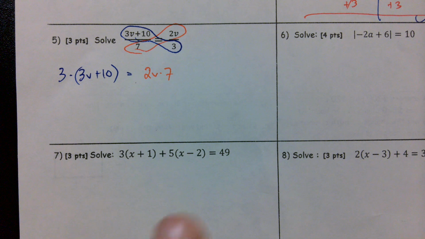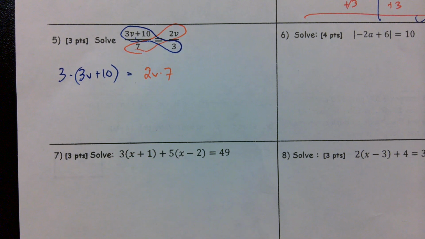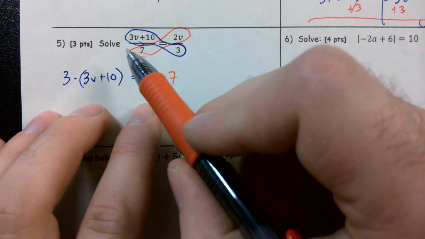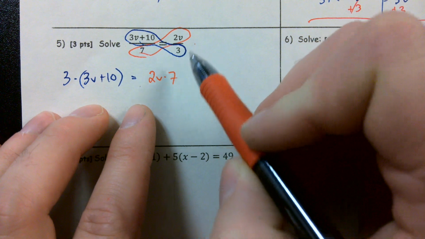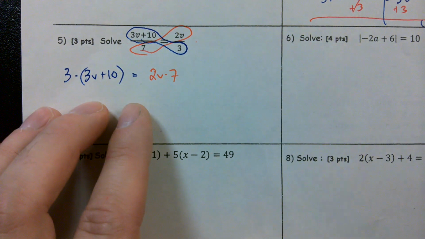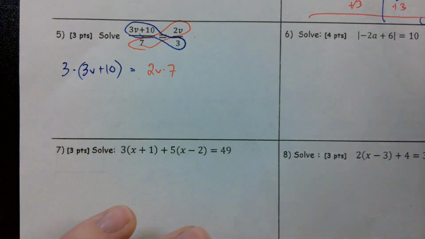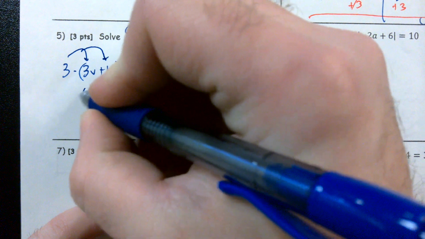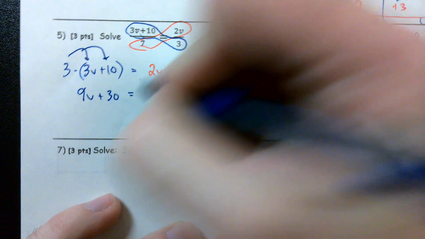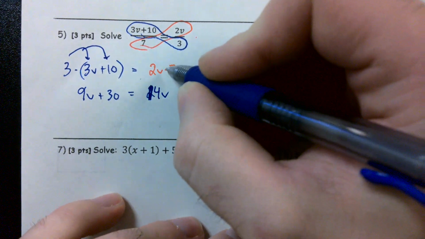Again, there's a different way for us to do this, right? Did anybody try and fraction bust this? A couple people? Check and see if you got the same answer. Fraction busting, I would multiply the left side by 3 over 3, the right side by 7 over 7. You should end up with the same equation. Either way works, so whatever you're more comfortable with. Distribute the 3. 9v plus 30 equals 14v because we multiplied.